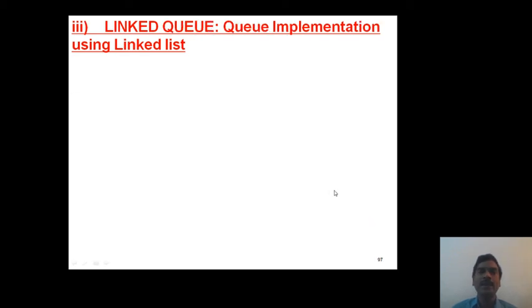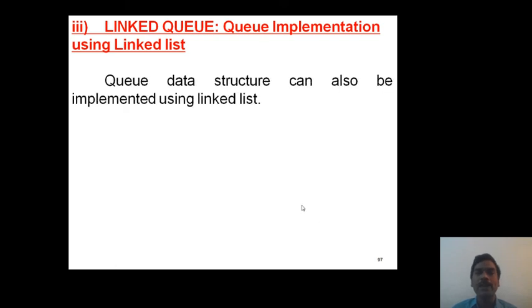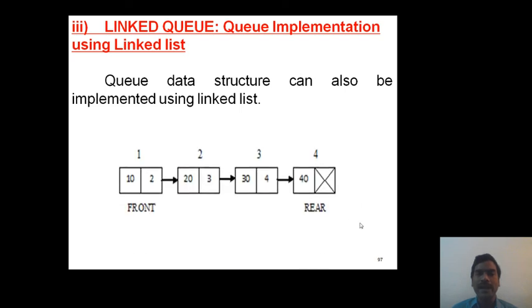The third one, linked queue. So a queue data structure can also be implemented using linked list. Again, it's a dynamic implementation concept. Now it shows the diagrammatic representation.